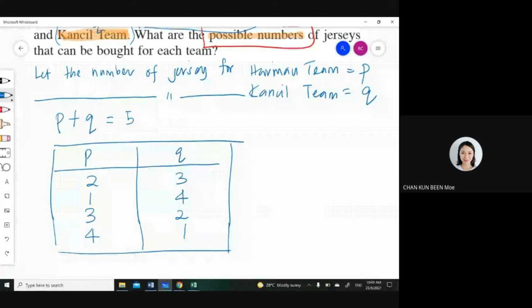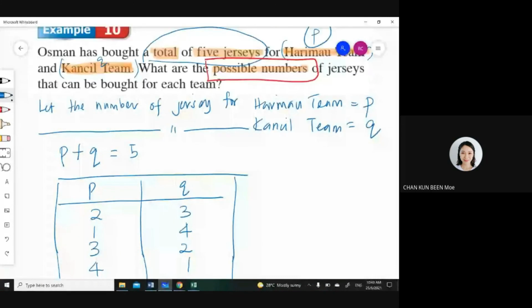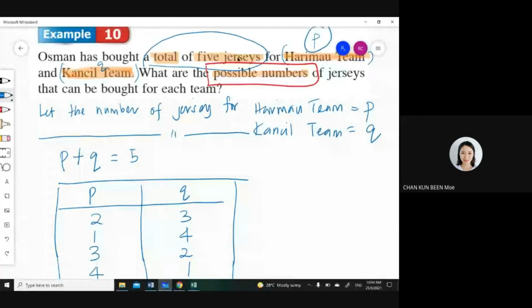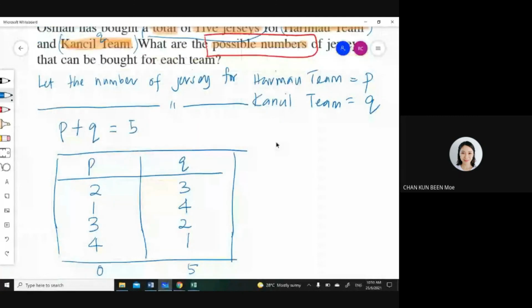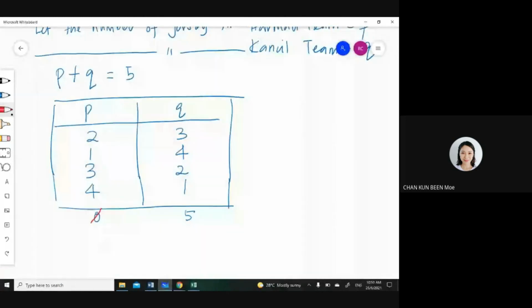Because from the question they said he bought a total of 5 jerseys for Harimau team and Kancil. So there must be at least 1. So this one cannot be. Okay, so how many possible solutions are there? 4. Very good. There are altogether 4 possible solutions.